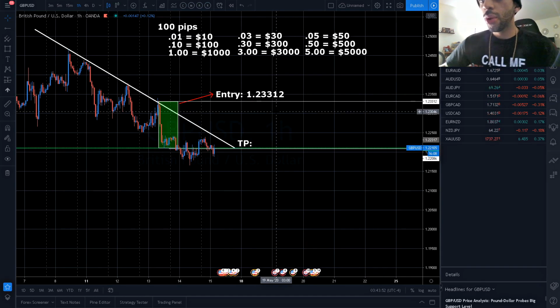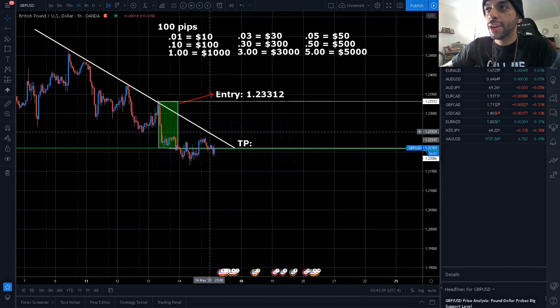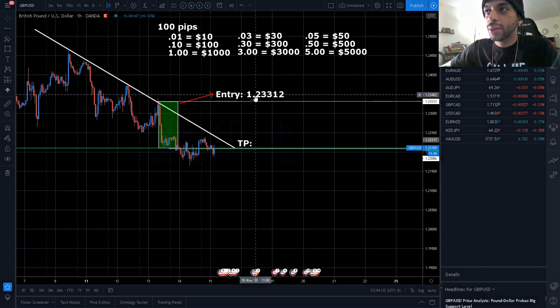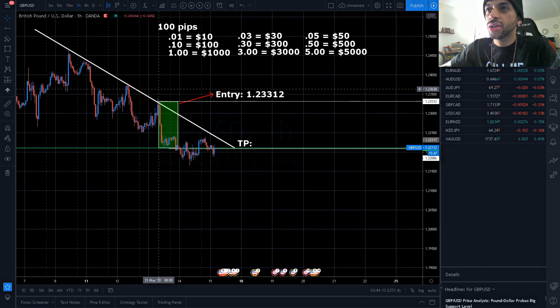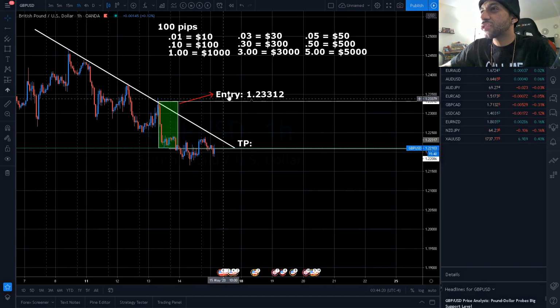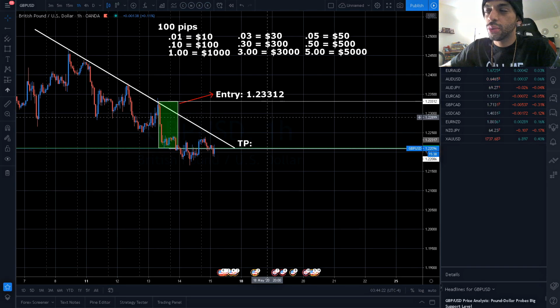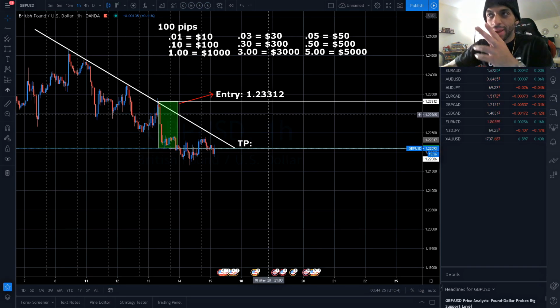Let's say we were placing this trade right here. We're going to dig a little deeper because I want you guys to really understand this. Let's say our entry point is at this white line, which is price 1.23312. This is the actual price that I want to enter on this trade on the pullback to this trend line. So this is where I'm looking to enter. Entry price 1.23312. Very simple, this is my entry price.